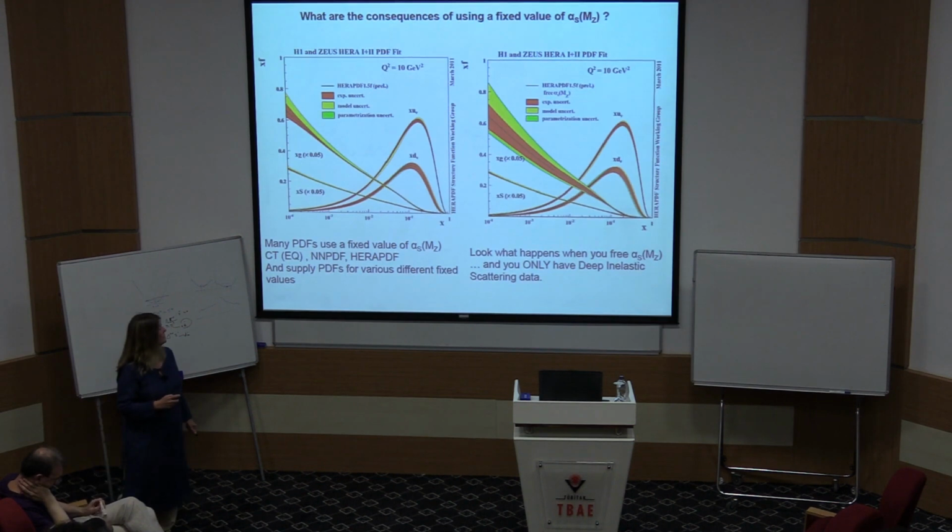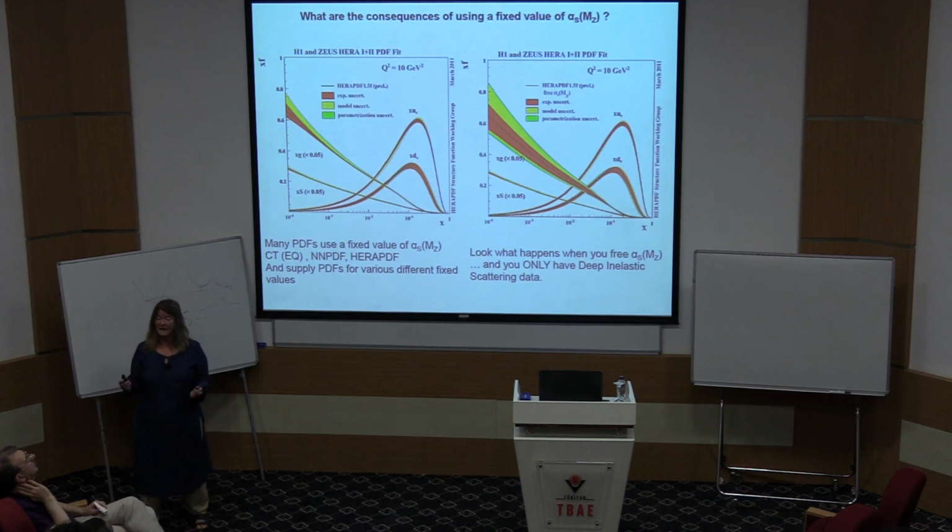And why would that be? Because alpha S and the gluon are intimately tied to each other. The gluon is coming from radiation, and the rate of the radiation depends on alpha S. So how much gluon we've got is correlated to the value of alpha S, and that is giving us this more substantial error on the low X gluon.